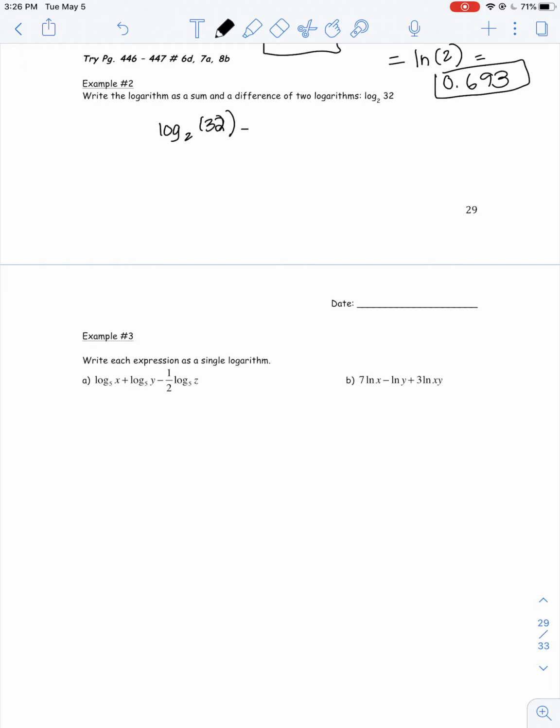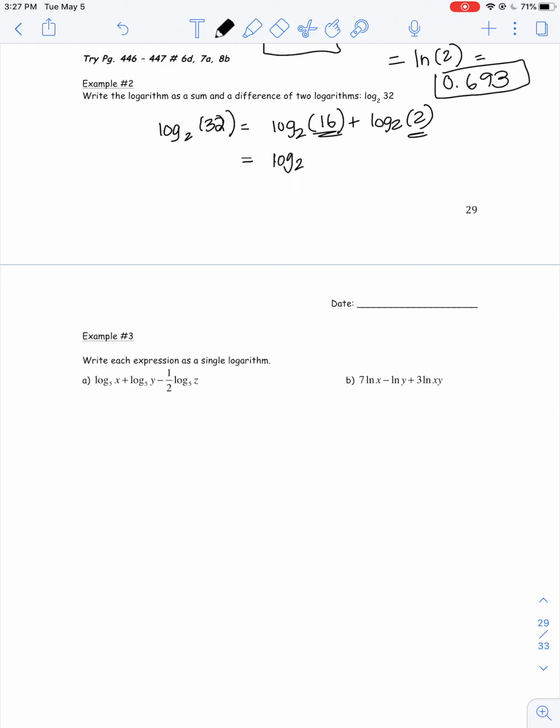Example number 2, they just want us to write it as a sum and difference. So what you're going to do is you're going to write that log base 2 of 32. For the sum, you just have to find 2 numbers that multiply to 32. So log base 2 of 16 plus log of base 2 of 2, because 16 times 2 is 32, so that would be equivalent.